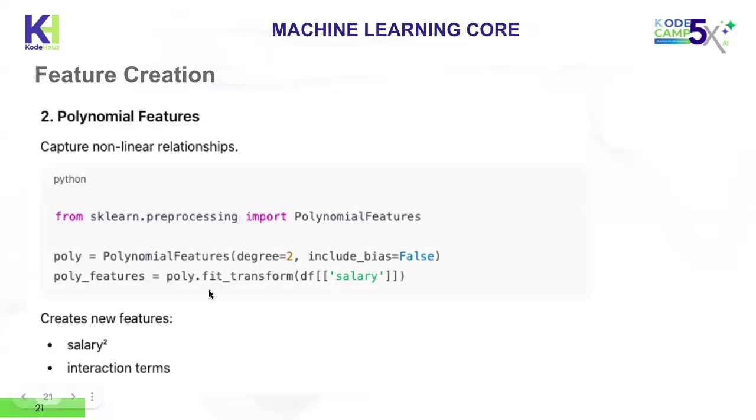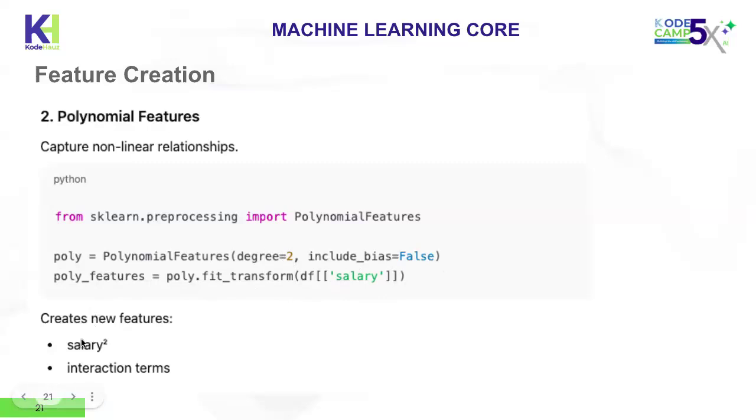What will happen is that when you do poly.fit_transform on df salary, it is going to create a new feature called salary squared, because you are taking salary and creating a second order polynomial. Every salary in that is going to be squared. So you now have a new feature that is proportional or related to the square of the salary.